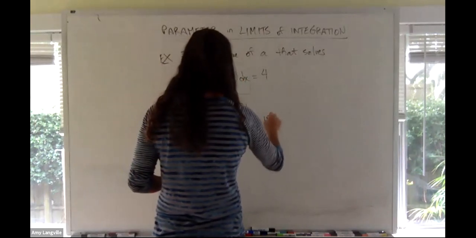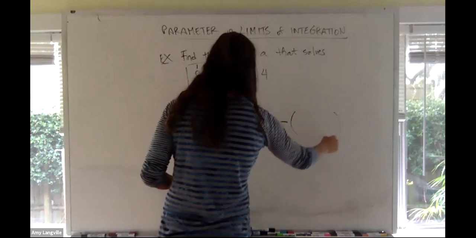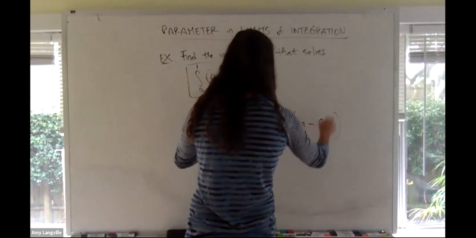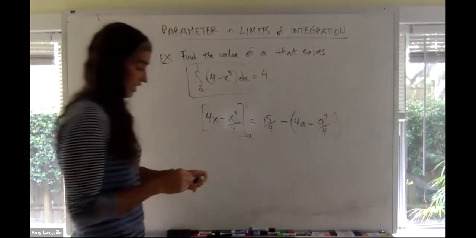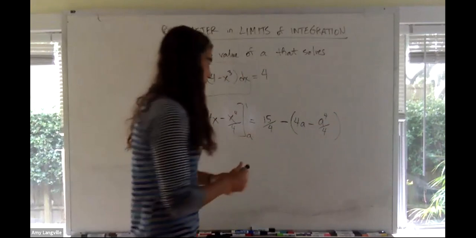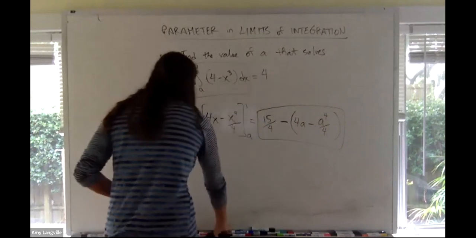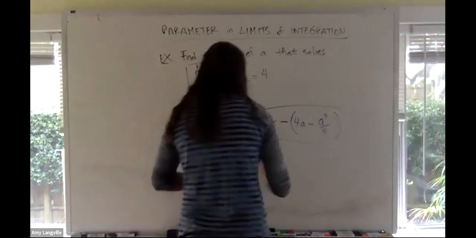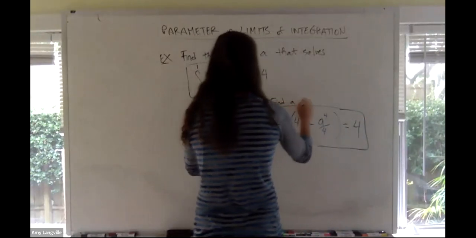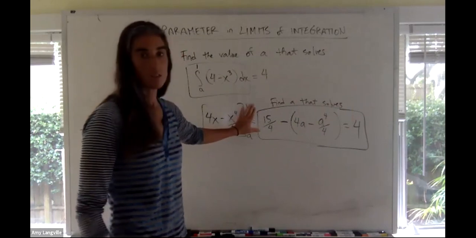So when I plug in 1 for x, the upper limit gives me 15/4 minus what happens at the lower limit. When I plug in a for x, I'll get 4a minus a to the 4th over 4. And now I have completed the integration for what's on the left-hand side. It turns out to be what's in the box here. But I want to set that to be exactly 4. I want to find the a that makes this statement true. That must be exactly 4. So at this point, I want to find the a that solves this equation that's in the box.